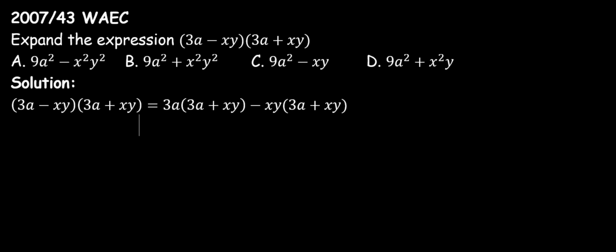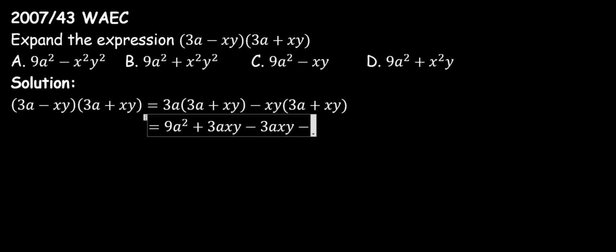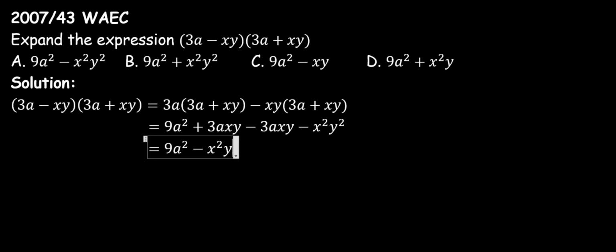What we have just done, we use the first bracket to spread it over the second bracket, and when we open up our bracket, we now have 9a² + 3axy - 3axy - x²y², and our result will equal 9a² - x²y². The two items at the center, +3axy and -3axy, we cancel out. That is how far we are expected to go in this problem.